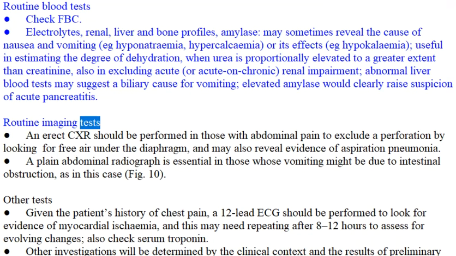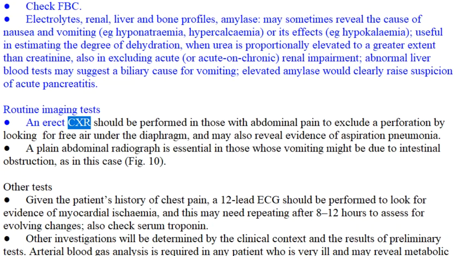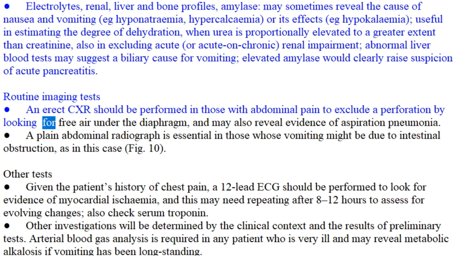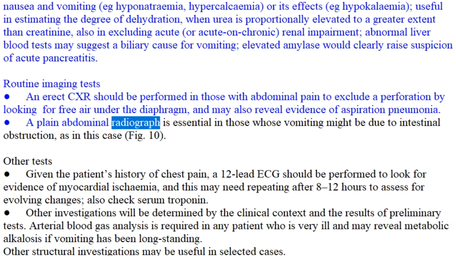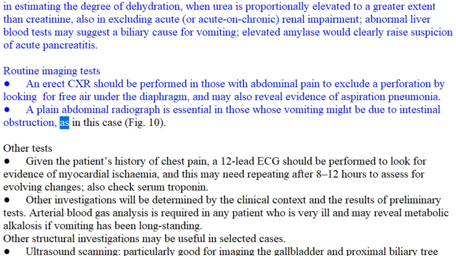Routine imaging tests. An erect CXR should be performed in those with abdominal pain to exclude a perforation by looking for free air under the diaphragm, and may also reveal evidence of aspiration pneumonia. A plain abdominal radiograph is essential in those whose vomiting might be due to intestinal obstruction, as in this case.